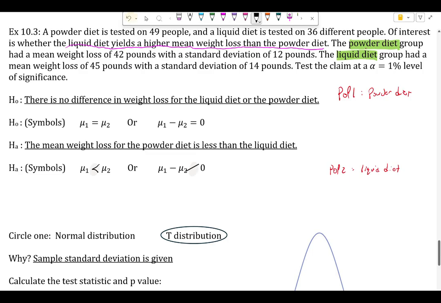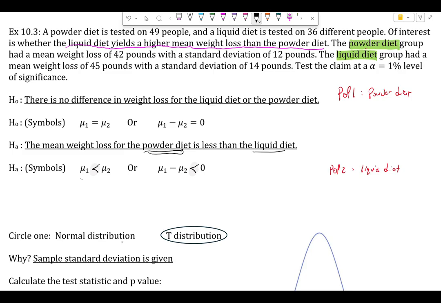And the only reason we're doing that is because we're changing the way that I have the populations written. The powder diet is less than the liquid diet, so therefore we can just write that mu1 is less than mu2.